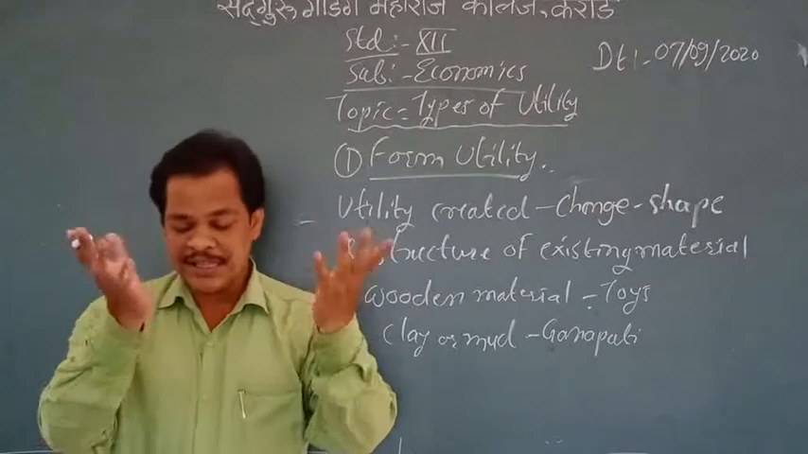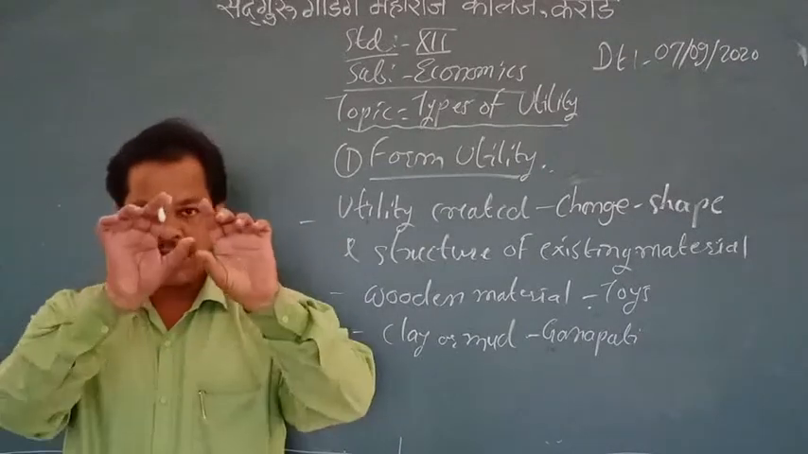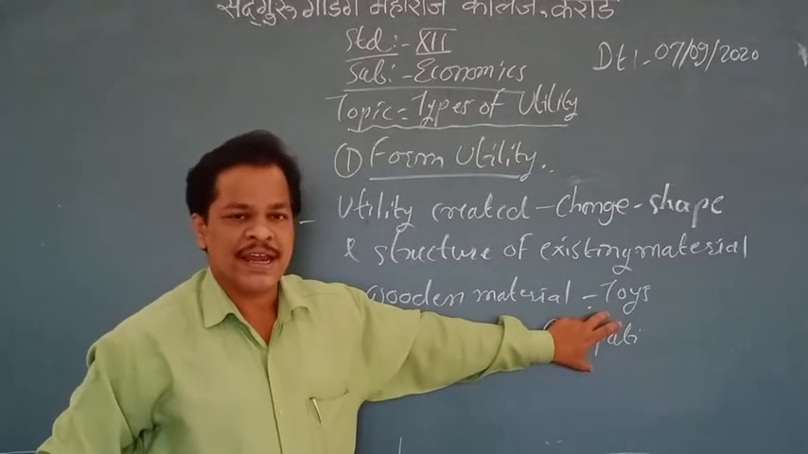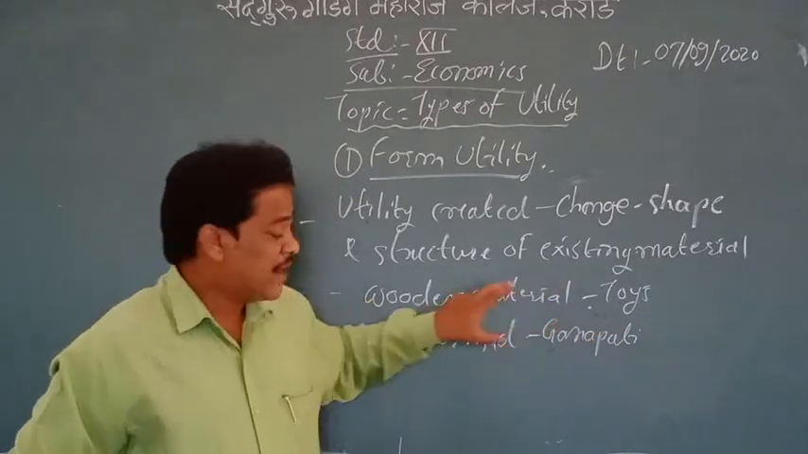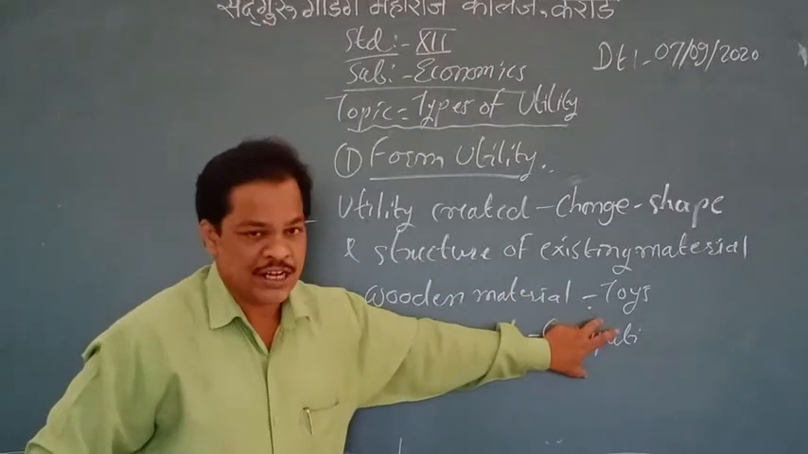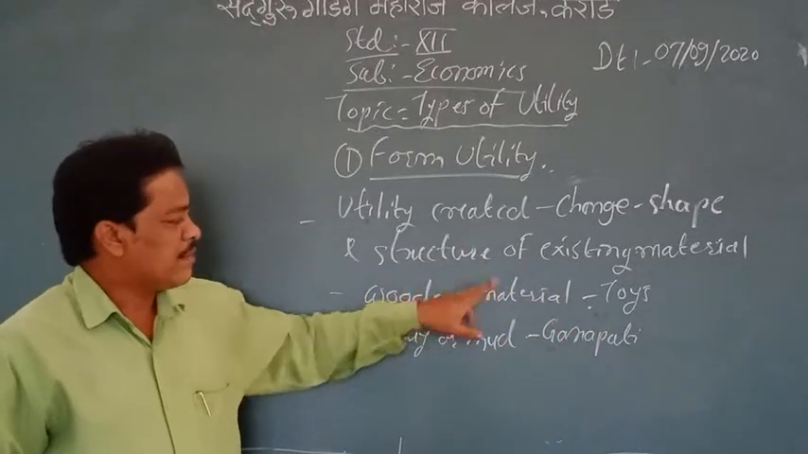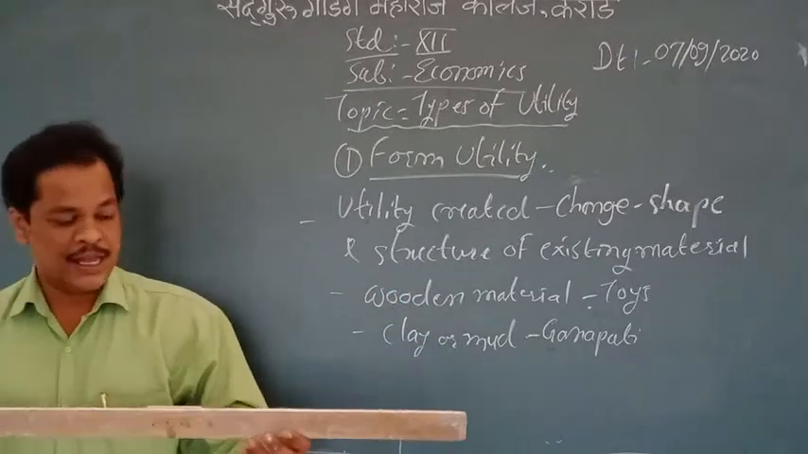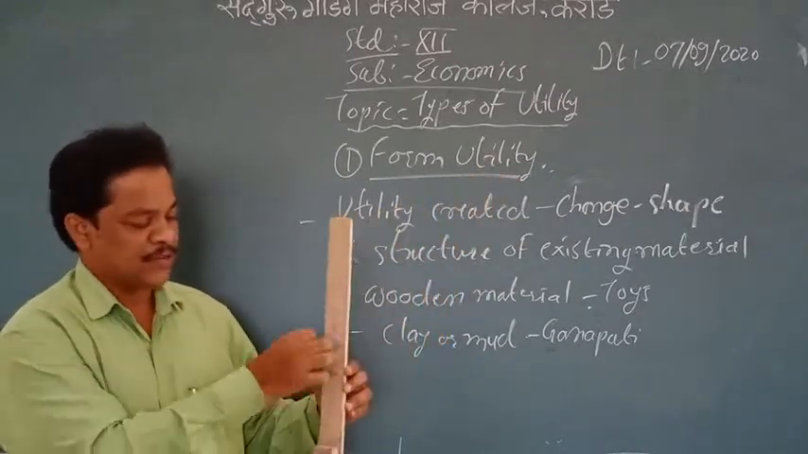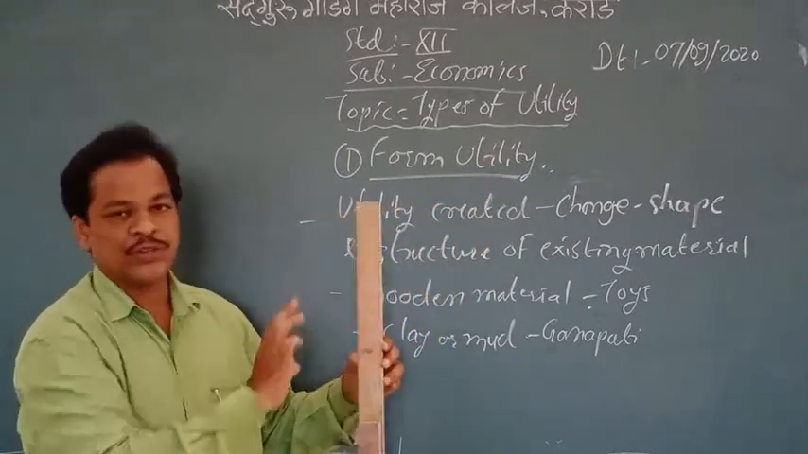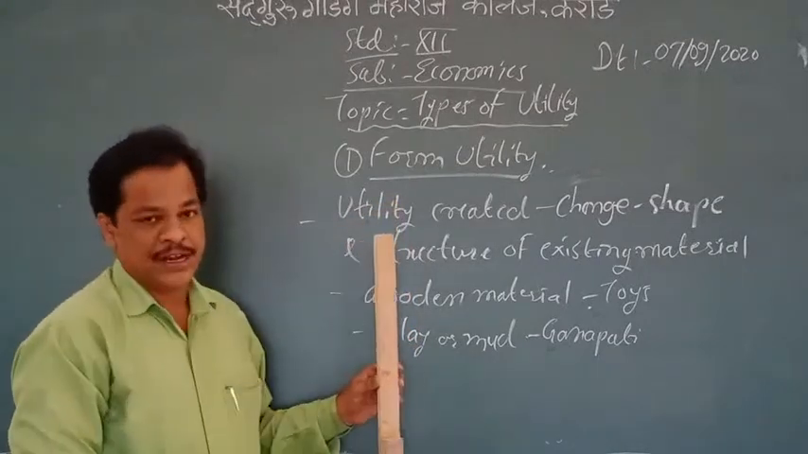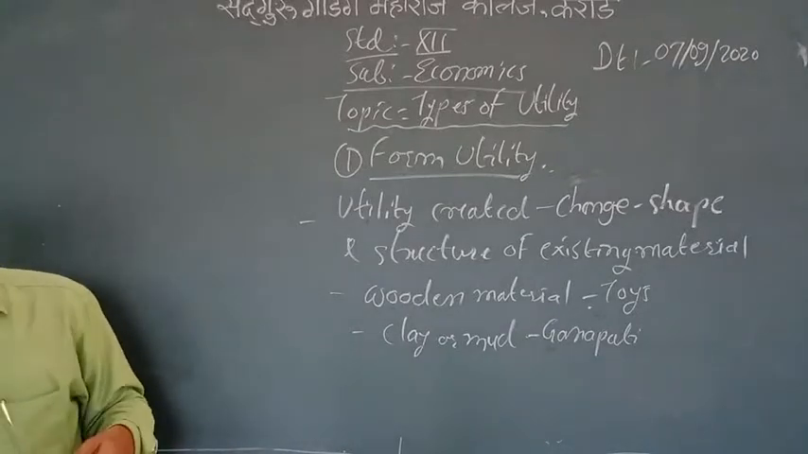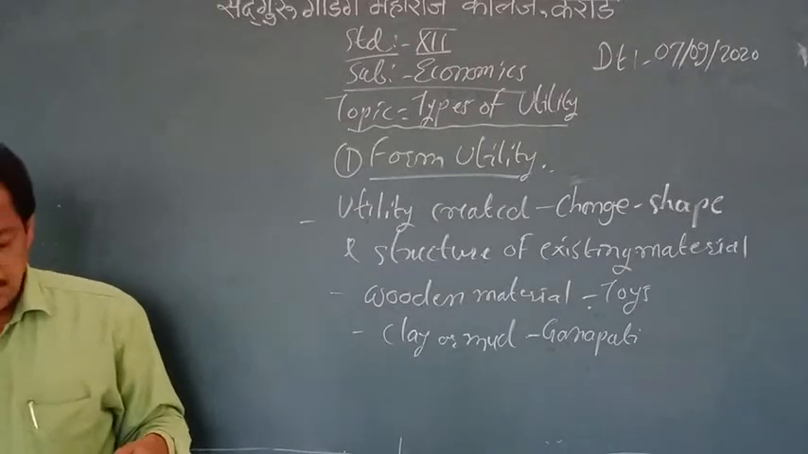So mud is there, and you cannot use that mud as it is. But when you give it some kind of shape, you can make any kind of structure. For example, the Ganpati you made with the help of clay or mud is the shape of Ganpati. Or with wooden material, you can make toys. As an example, I will show you. Suppose this is a wooden block. With the help of this, you can make toys. You can make some kind of structure. You can cut here and you can make use of this wood for any material. So it is called form utility. Type number 1 is form utility. Now type number 2 is place utility.